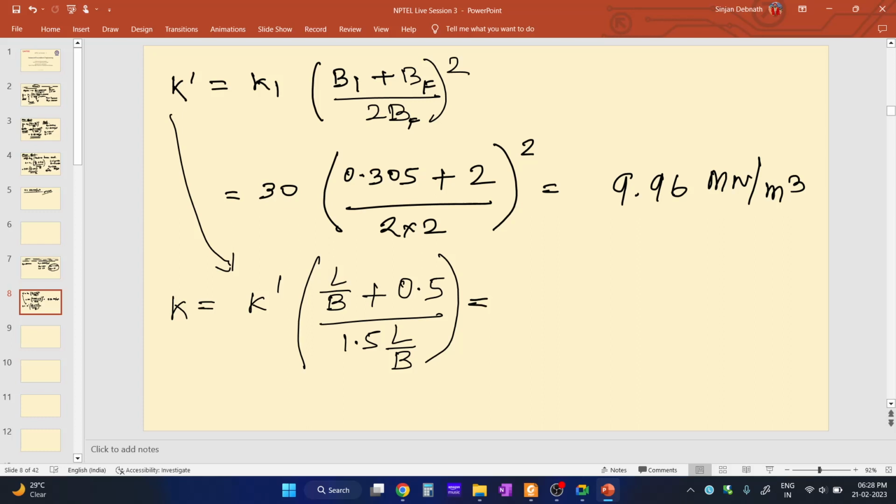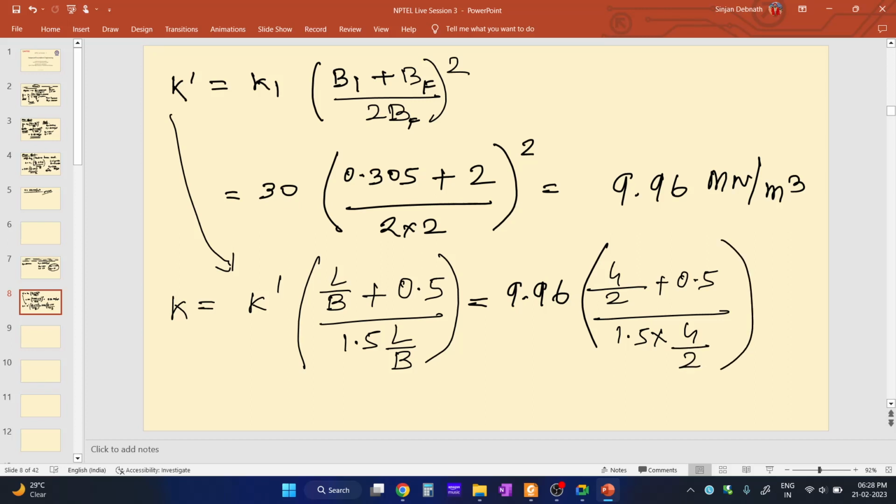So k dash over here is 9.96. What is L? L is the length of the foundation. Length of the foundation is 4 meter. The breadth is 2 meter, plus 0.5 divided by 1.5 L by b. So L is 4 meter, breadth is 2 meter. Now if we calculate this like we did in the previous case, we will get this k value equal to 8.3 meganewton per meter cube.